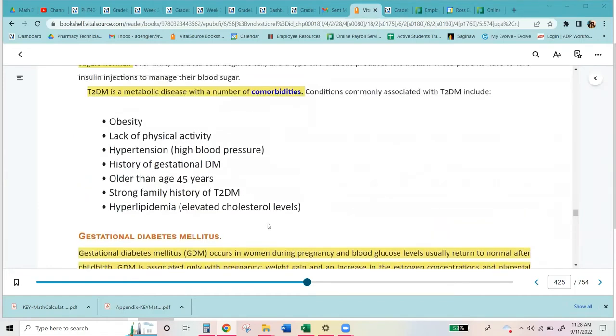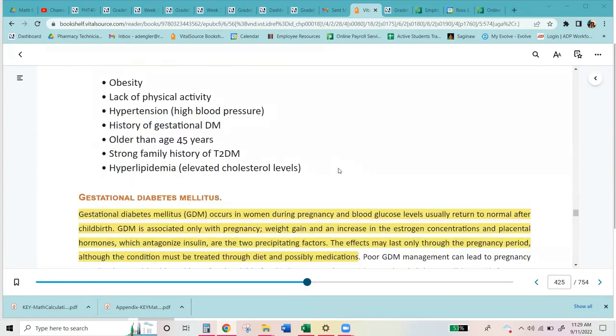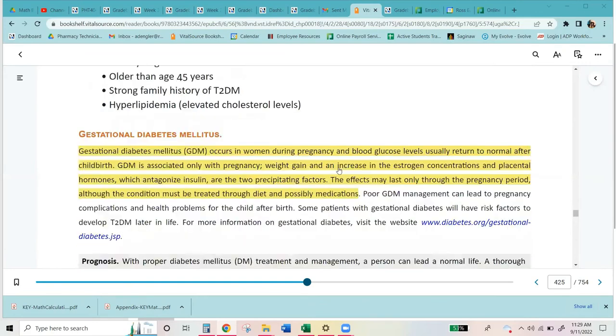And here's conditions. We kind of already went over that. Strong family history is one of them. Older than 45. History of gestational diabetes, meaning diabetes when you're pregnant. So if younger and earlier in life you have children and you get gestational diabetes, you're more at risk for getting type 2 diabetes later on in life. Lack of physical activity, obesity, hypertension, hyperlipidemia, those all are conditions associated with that.